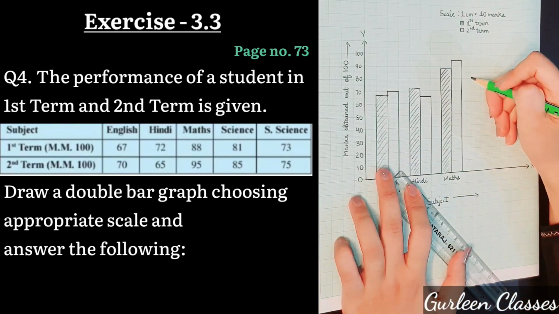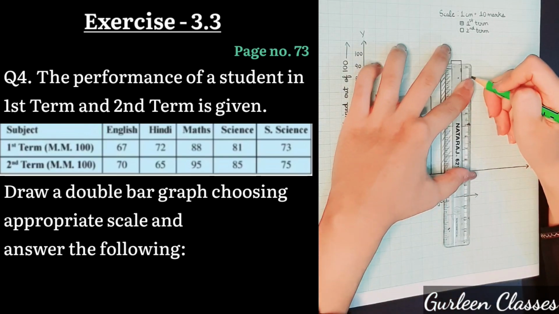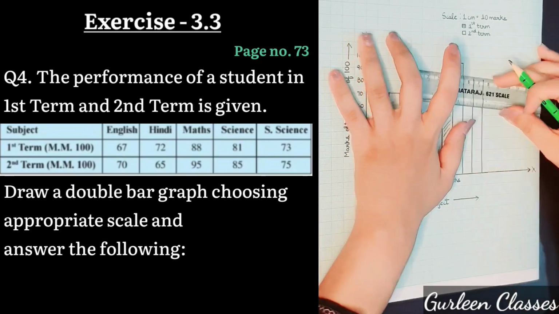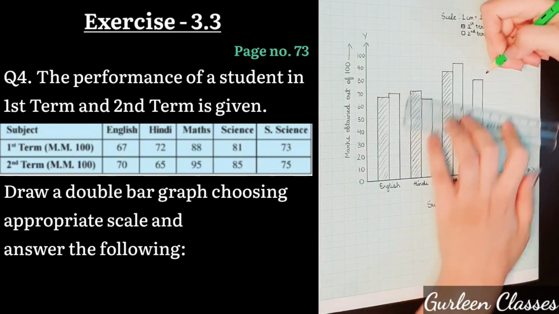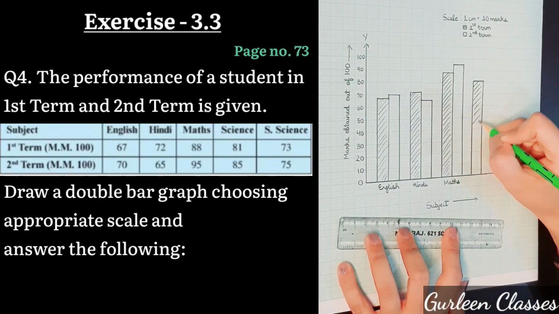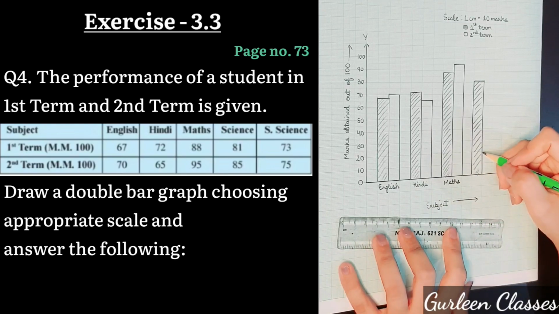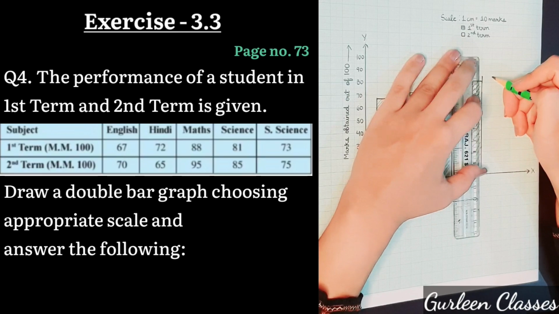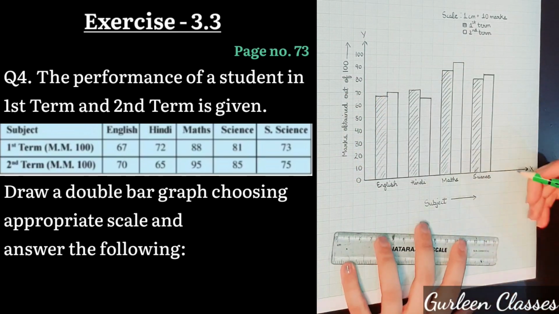Next subject we have Science. 81. Draw a straight line at 81. And second term there was 85 marks. So firstly we are shading this first term. Now 85 marks. It will lie between 80 and 90. That is 85. So now write here Science.